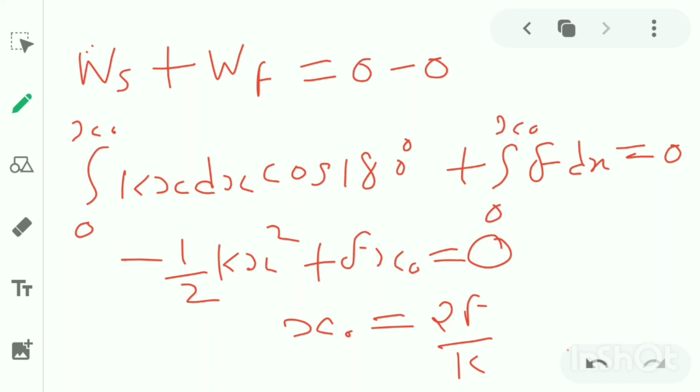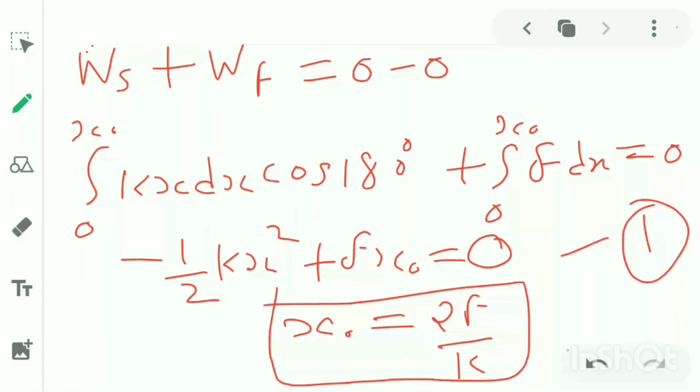By solving the integration over 0 to x0, we will get minus half k x0 square plus F x0 is equal to 0, and the value of x0 is equal to 2F by k, because x0 is the maximum elongation of the spring.